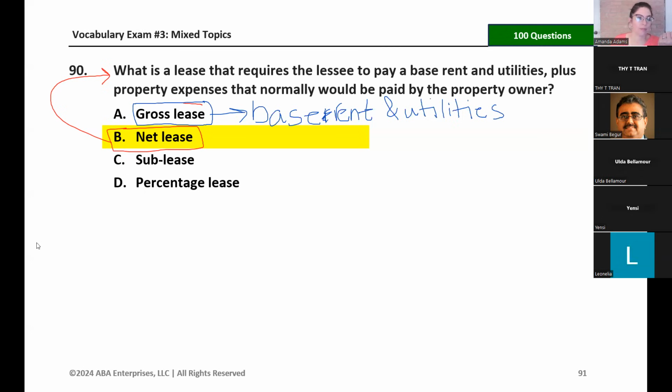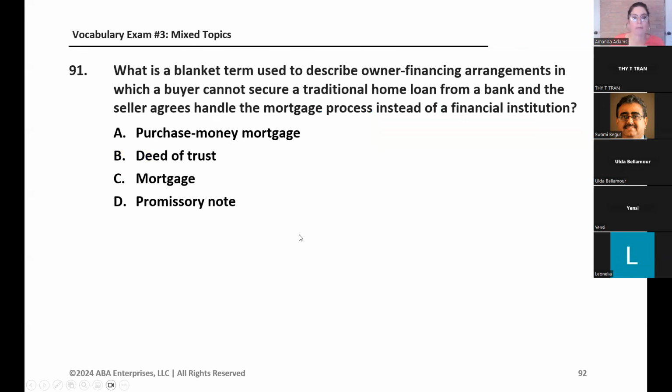91. What is a blanket term used to describe owner financing arrangements in which the buyer cannot secure a traditional home loan from a bank and the seller agrees to handle the mortgage process instead of a financial institution? What do we call that? That is a purchase money mortgage.